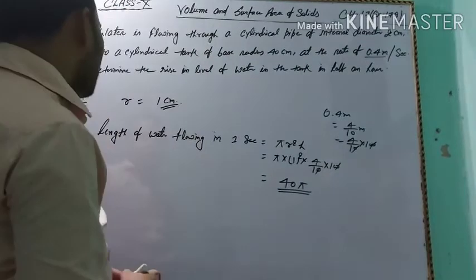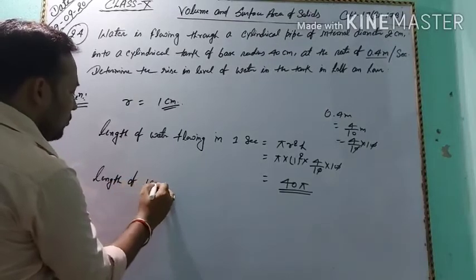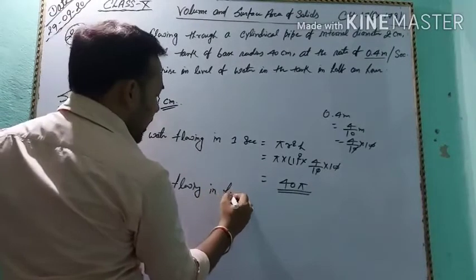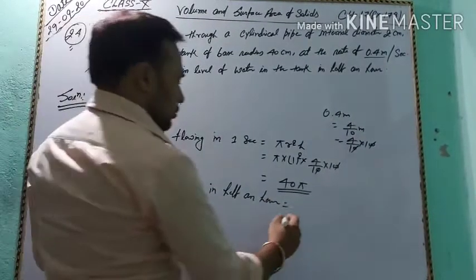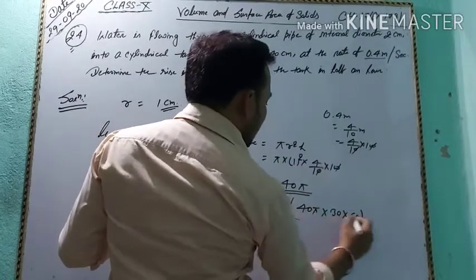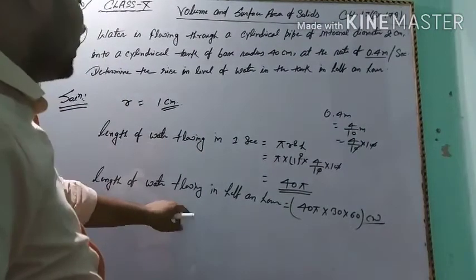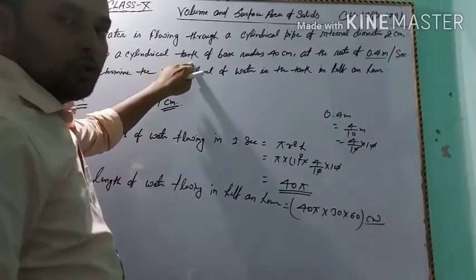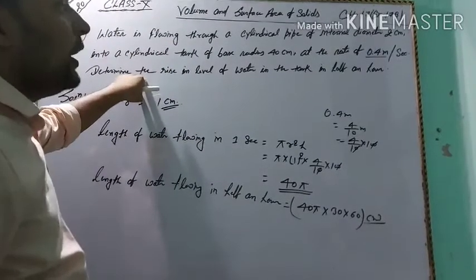1 सेकेंड. एंड लेंथ ऑफ वाटर flowing in half an hour, that is 30 minutes. तो 40 पाई मल्टीप्लाई 30 मल्टीप्लाई 60 सेकेंड में चेंज कर दिए, इतना क्यूबिक सेंटीमीटर. ओके, हाफ एन आवर. सो स्टूडेंट्स, दिस वाटर is into a cylindrical tank. So volume of, let the rise in the level of the water be h centimeter.